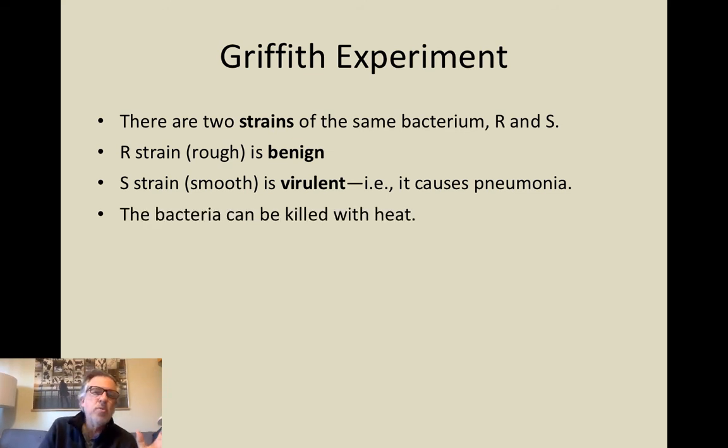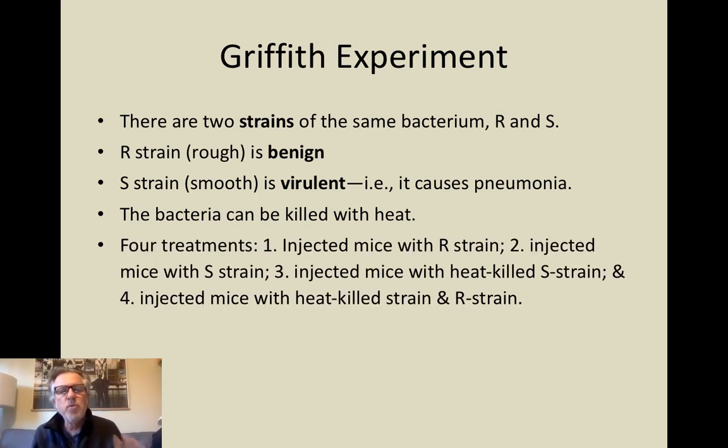It was also known that you could kill the bacteria with heat. So if you had either strain and you heated it to a certain temperature, the bacteria would die. So Griffith did the following experiment. He had 4 treatments. First, he injected mice with the R strain, the rough, benign strain. Second, he injected mice with the S strain, the smooth, virulent strain. Third, he injected mice with heat-killed S strain. And fourth, he injected mice with heat-killed S strain plus the R strain.